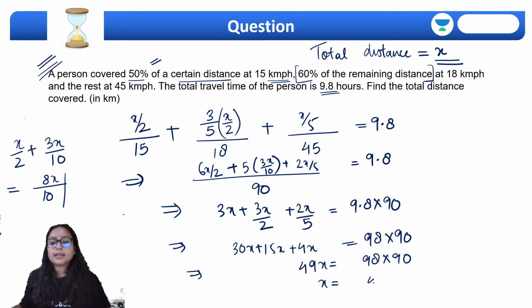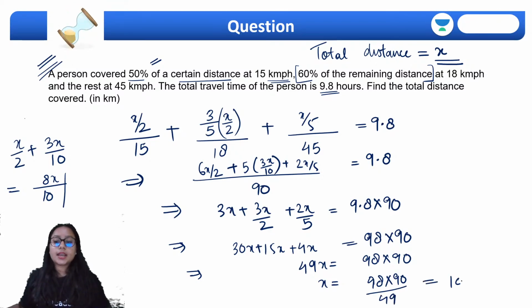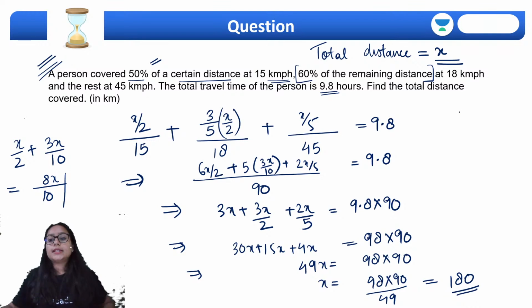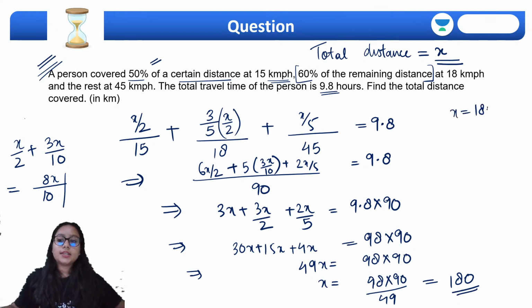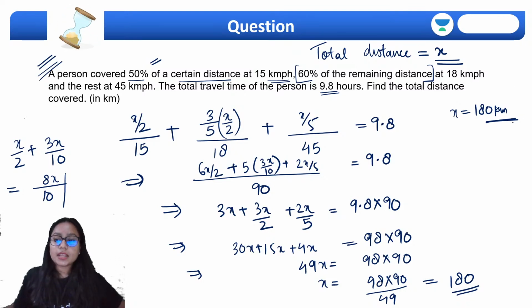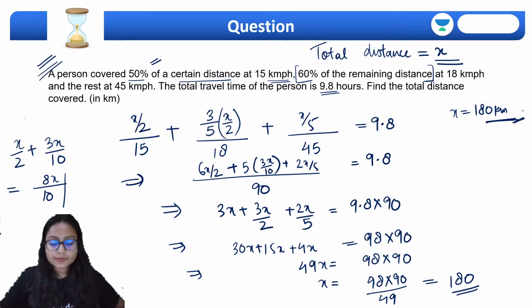Therefore, x is 98 into 90 by 49. Hence, this value is 180. Okay. So, the distance is equal to 180 kilometers. Yes. Is everyone getting the same answer? Please confirm, guys, if this question is clear.